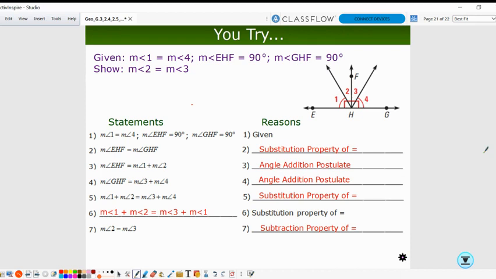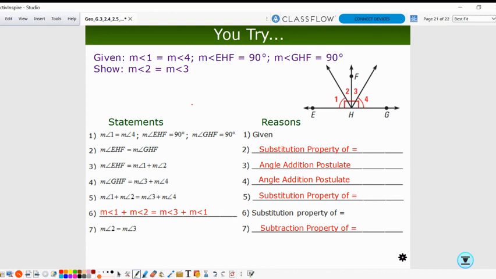Angle 1 and angle 4, EHF 90, GHF 90, those were given to us. Then we have the measure of EHF is equal to the measure of GHF. That's your substitution property. Since they're both 90 degrees, we can say they're equal to each other. Then we have the measure of EHF is equal to angle 1 plus angle 2, which is your angle addition postulate. GHF is equal to the measure of angle 3 and angle 4, again, angle addition postulate.